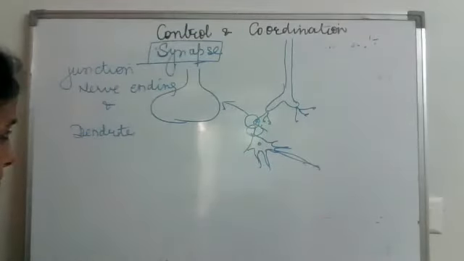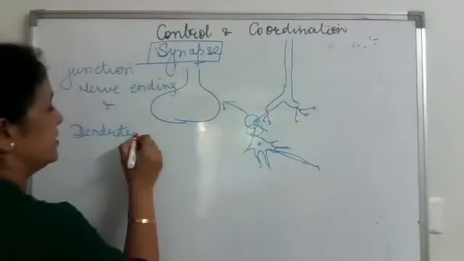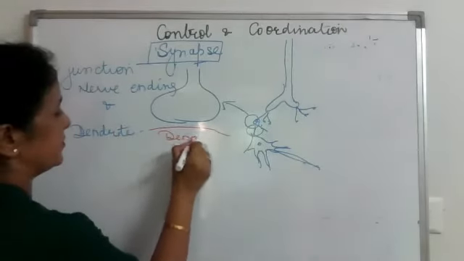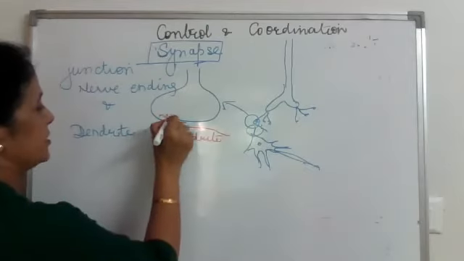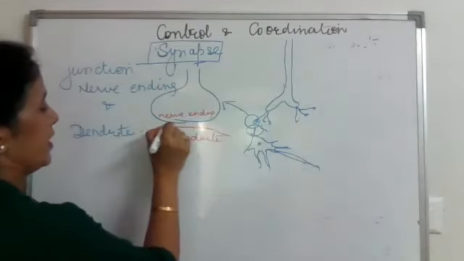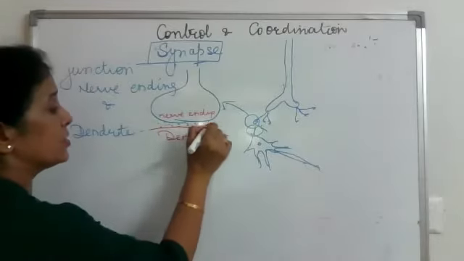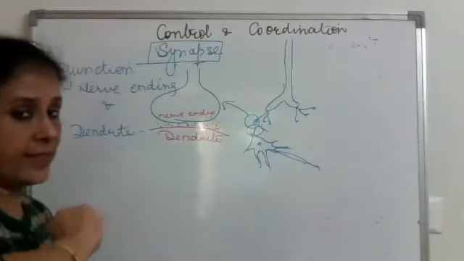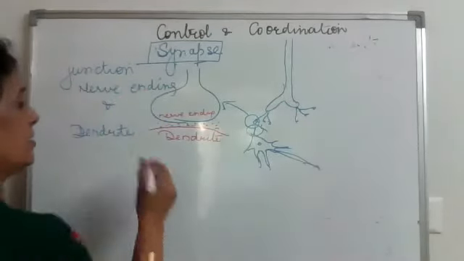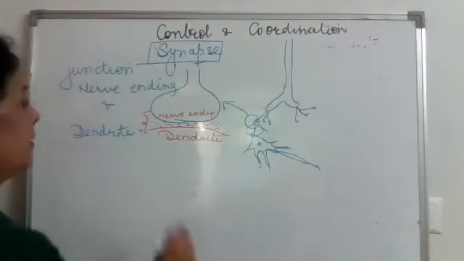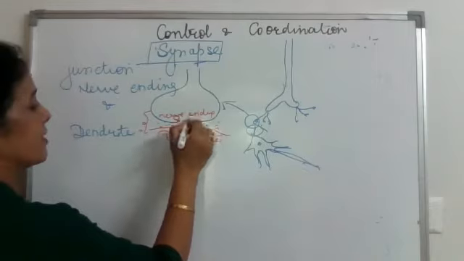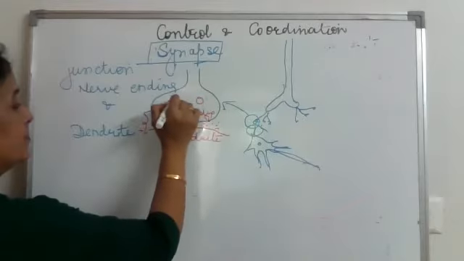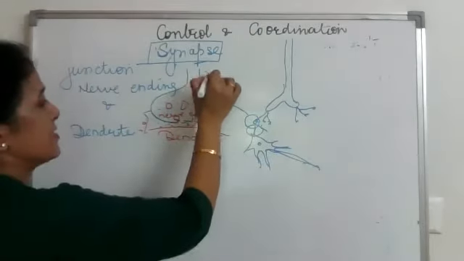Now let me draw the dendrite here. This is the dendrite, and this is the nerve ending. And there is a gap. Please, students, notice that there is always a gap between the nerve ending and the dendrite. They are never in direct contact with each other. That is why this is called a junction. And there are vesicles in this nerve ending. These are the vesicles.